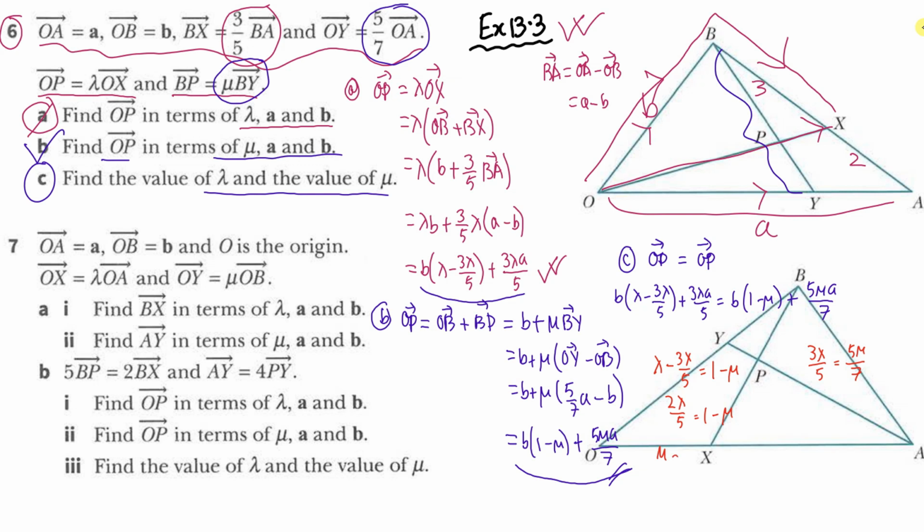Make mu the subject and it gives us 1 minus 2 lambda by 5. Let me replace this value on the right side. Then it becomes 3 lambda by 5 equals 5 by 7 into mu. If we replace, this is 1 minus 2 lambda by 5.